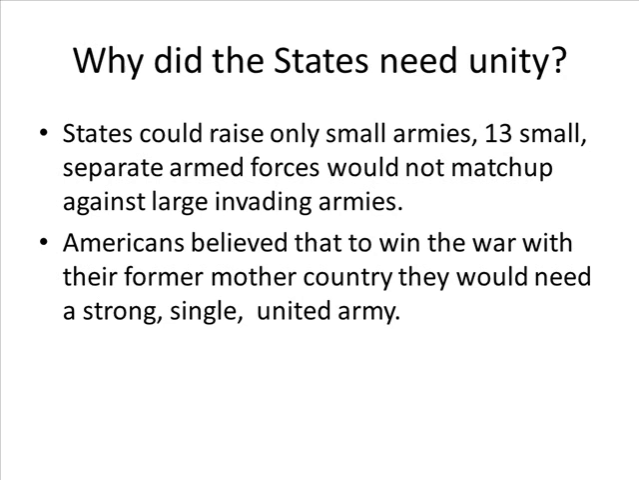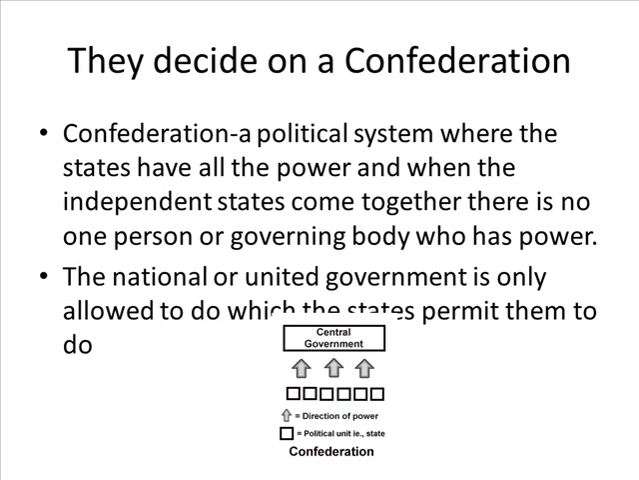So what they do in America, they decide to form a confederation, and that's what the Articles of Confederation comes from. Now, a confederation is a political system where the states are coming together for a sole purpose. The states have all the powers, and there's no united national government. Now, the states come together just for the sole purpose of fighting off the British and maintaining their American independence.